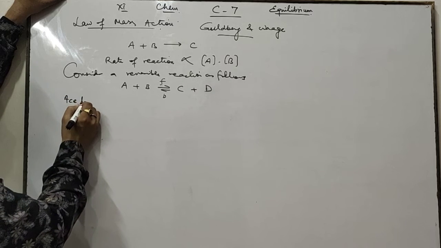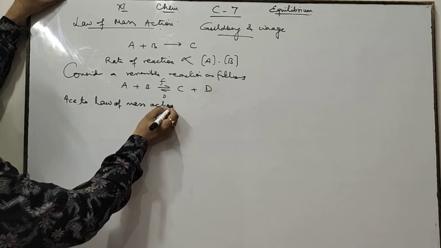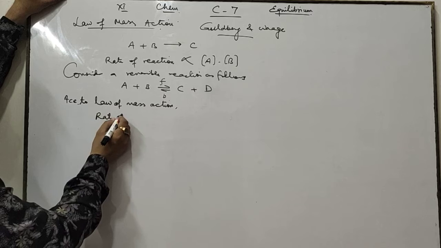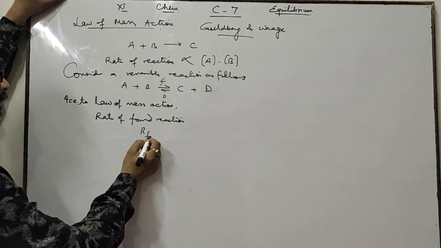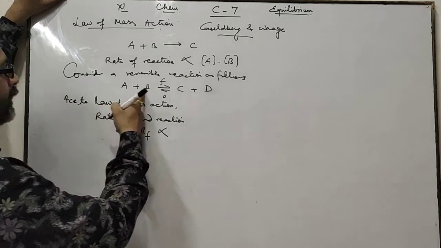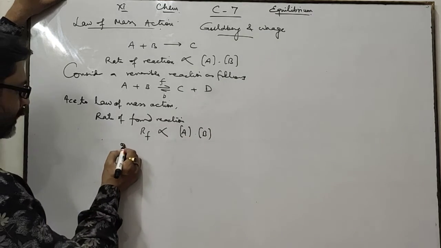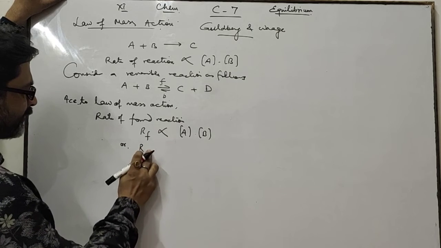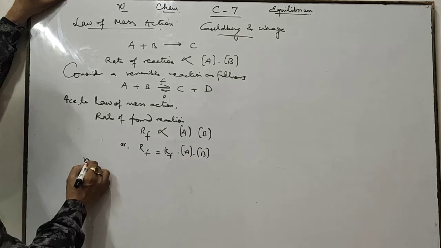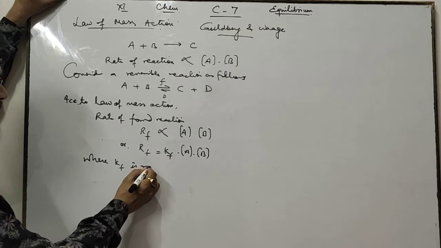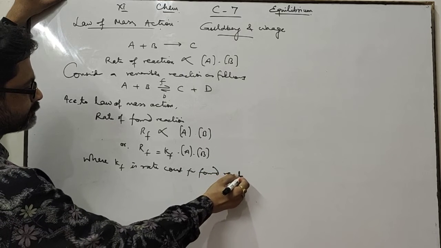According to the law of mass action, the rate of forward reaction, means RF, is directly proportional to the active masses of its reactants, means active mass of A and active mass of B, or RF equals Kf into active mass of A into active mass of B, where Kf is the rate constant for the forward reaction.